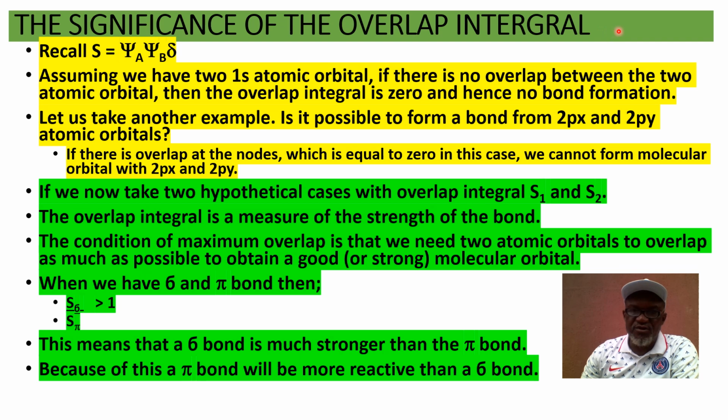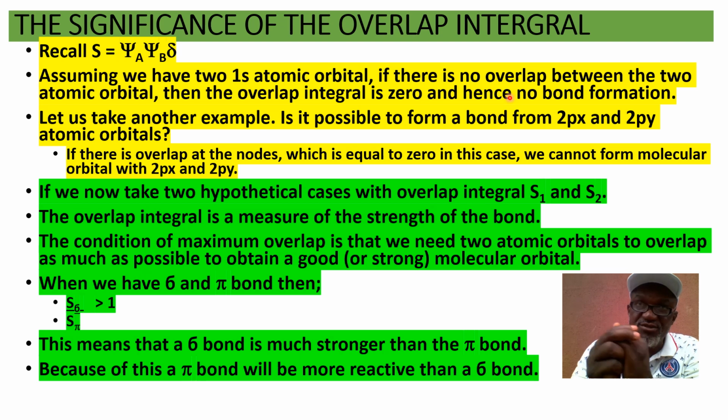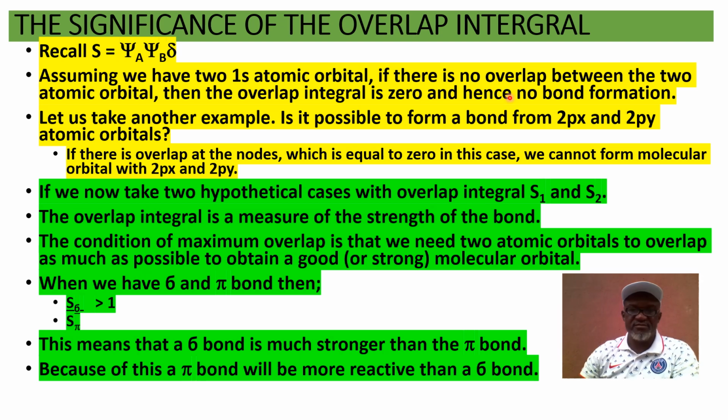The significance of the overlap integral. Remember, we mentioned the overlap integral. What this overlap integral does is help us know the extent of overlap, because if there is no overlap, there won't be bonding. That's what this overlap integral is all about. Now, assuming you have two 1s atomic orbitals, if there is no overlap between the two atomic orbitals, then the overlap integral is 0, and hence there won't be any bond formation. Let us take another example.